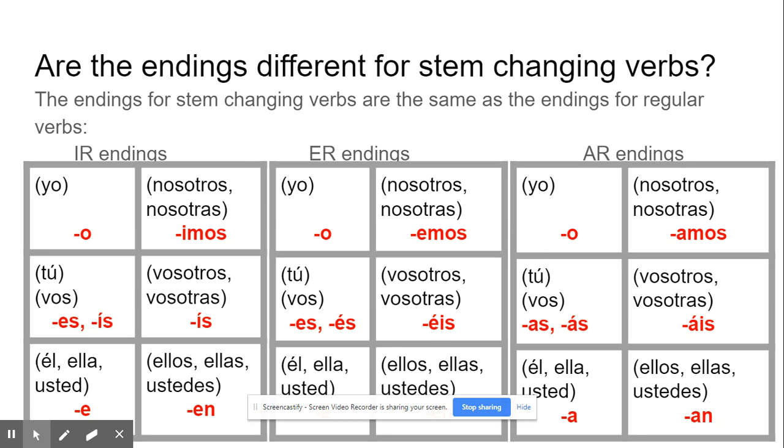Here's the endings. The endings are exactly the same endings as our regular verbs, which we just reviewed and which you guys already know. You don't have to change anything about the endings. So if there's an IR verb that's a stem changer, it's still going to use our IR endings. It's only the stem that changes. If it's an ER verb, it's still going to use the ER endings. And if it's an AR verb, it's still going to use the AR endings. It is only the stems of these verbs that have something irregular about them. The endings follow the normal rules that you guys have already learned.